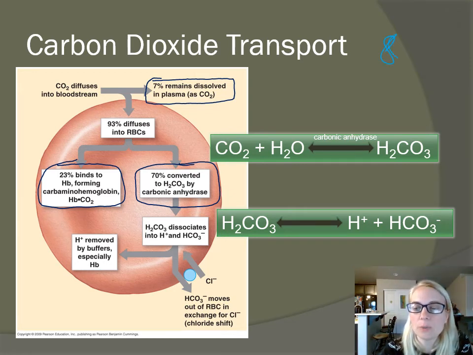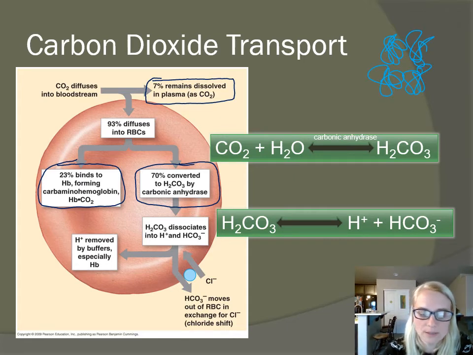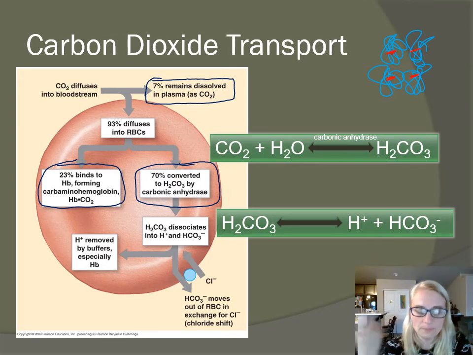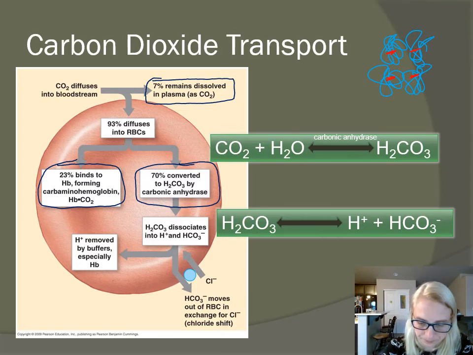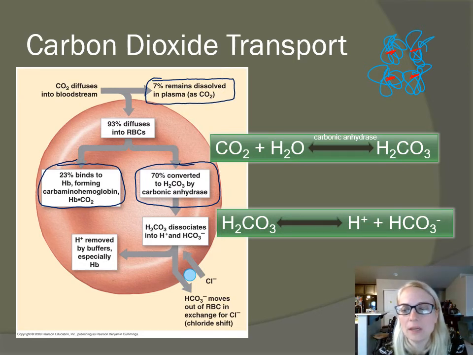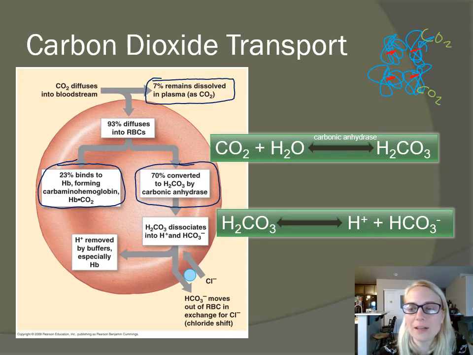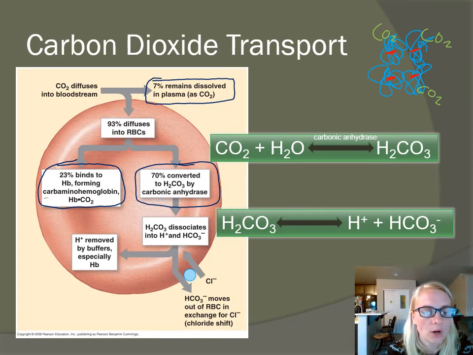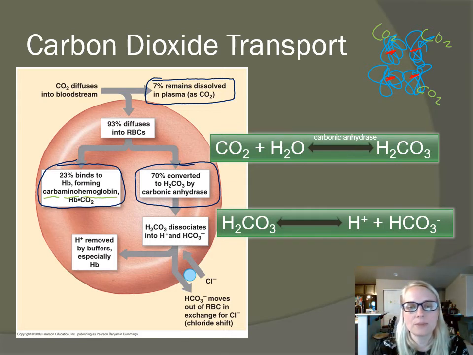carbaminohemoglobin for a second. So remember, I will draw my little hemoglobin molecules, right? These little proteins, alpha, beta chains. And then we had our heme unit in the middle. That's where the oxygen binds. So the CO2 does not compete with the heme. The CO2 would be binding out here on the amino acid chains of the hemoglobin molecule. So that's why it's called carbaminohemoglobin, because the carbon dioxide is bound to the amino acid chains of the protein, not the heme unit.